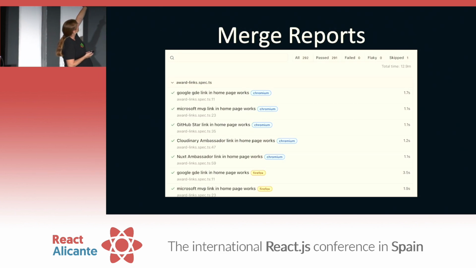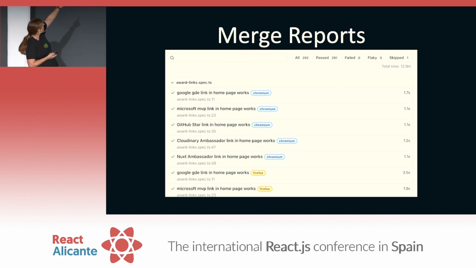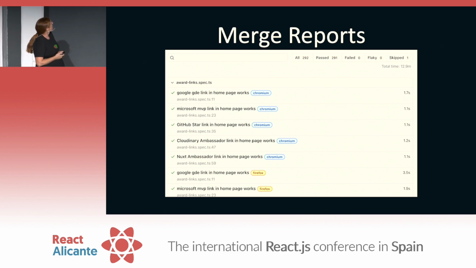So here's my merge report, and I've got my 292 tests in one report, and I can filter through them and see what's happening. Look, I skipped one. I need to fix that. Never mind.